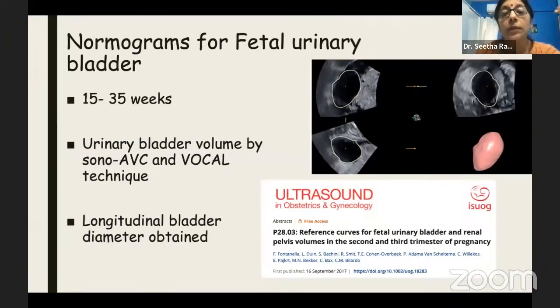This is the group of Villarado and especially Fontanella. They have done a lot of work. In fact, this was a thesis on megacystis and LUTO.